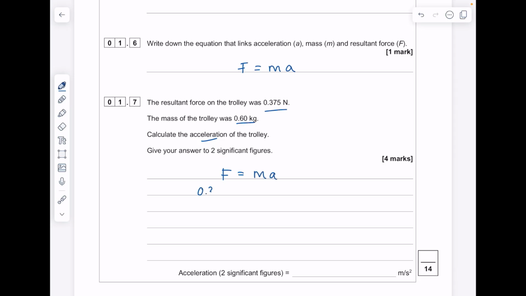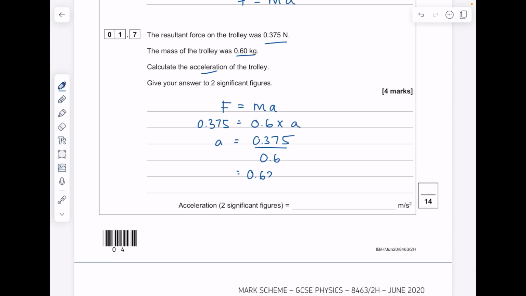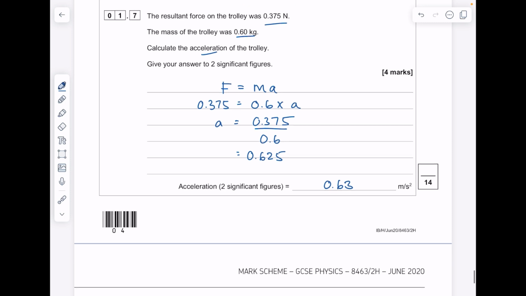So sub in our numbers in the correct places. To solve for a, we do 0.375 divided by 0.6, and then check the wording of the question. We need it to 2 sig fig, so there's our final answer.